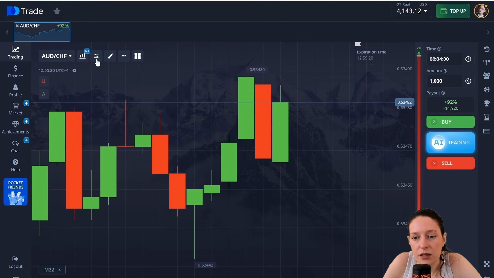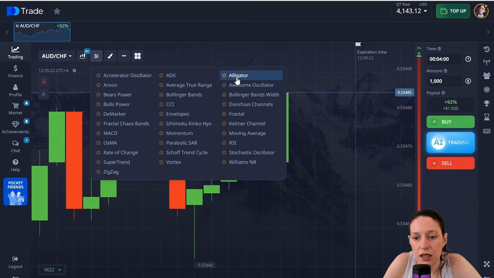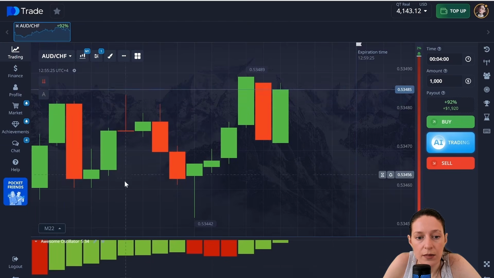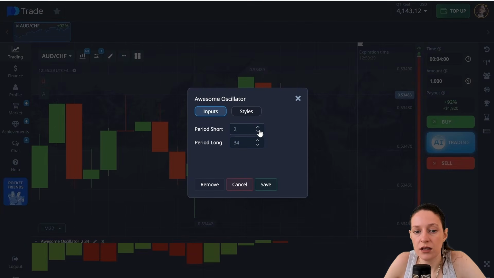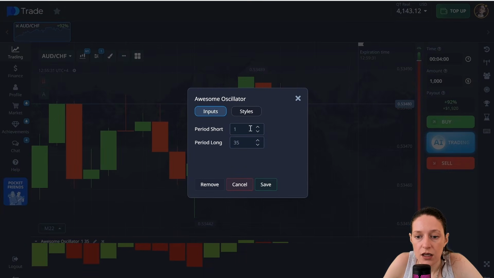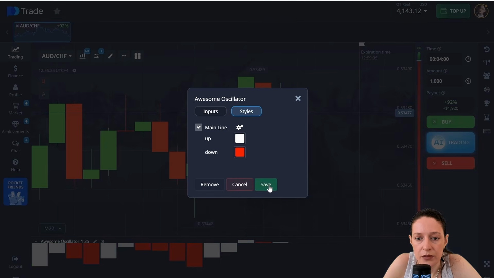Let's start by installing the awesome oscillator indicator and set periods to 1 and 35. Let's also change some colors and save.